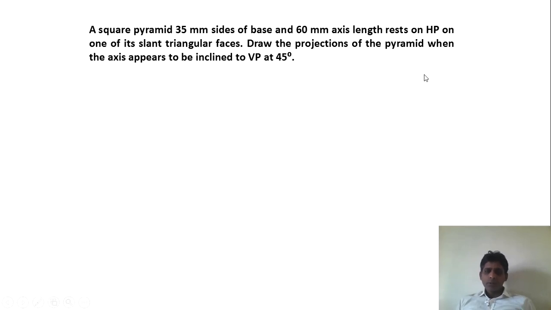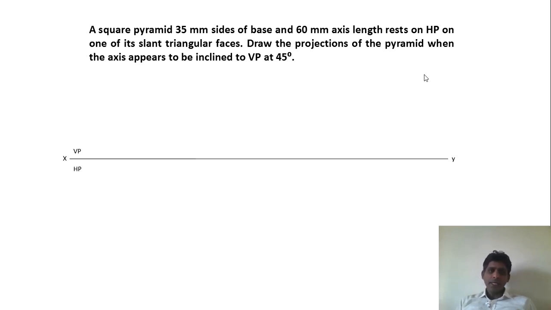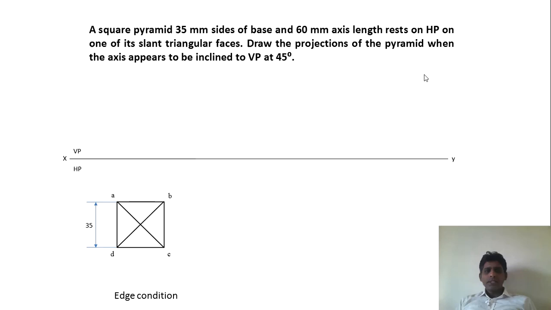Let us see how to approach this problem. The first step in all the problems is to draw the XY line, mark VP and HP. Next, draw a square whose side length is 35 millimeters and name it accordingly as A, B, C, D. Next, join the corners AC and BD.